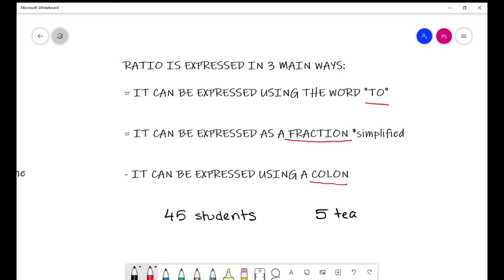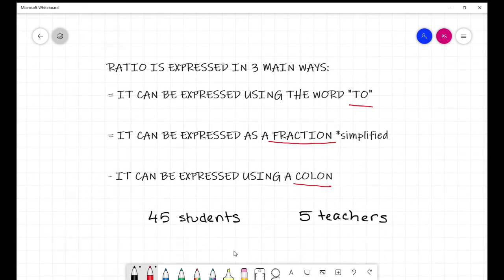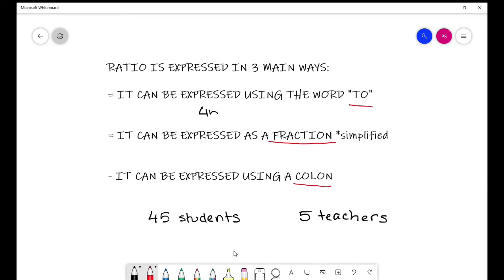Now we are comparing the number of students to the number of teachers. So for example, if I wanted to show this comparison using the word "to," I would write 45 to 5. I can express this comparison also as a fraction, 45 over 5. Now you must have noticed that it says simplified here. All ratios should be expressed in simplified form. That is especially true when demonstrating a ratio using fractions. Therefore, instead of leaving 45 over 5 as it is, we should simplify it to 9 to 1.